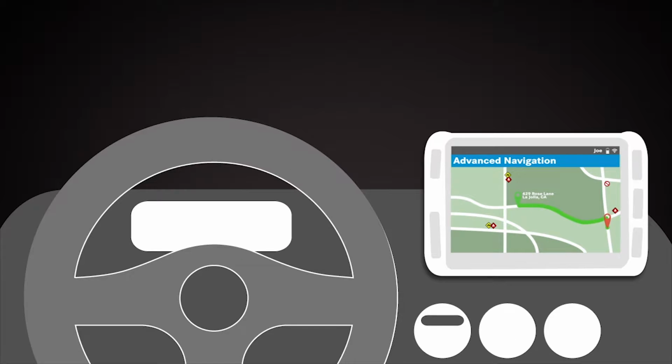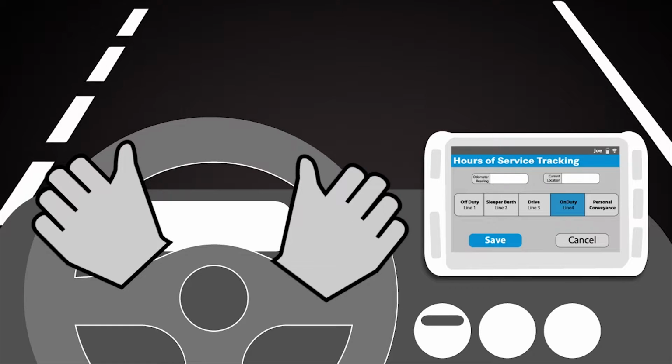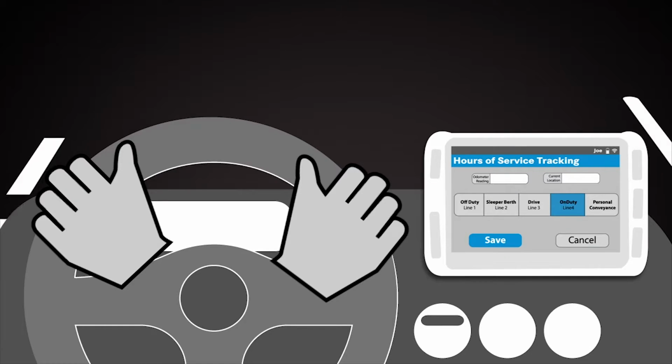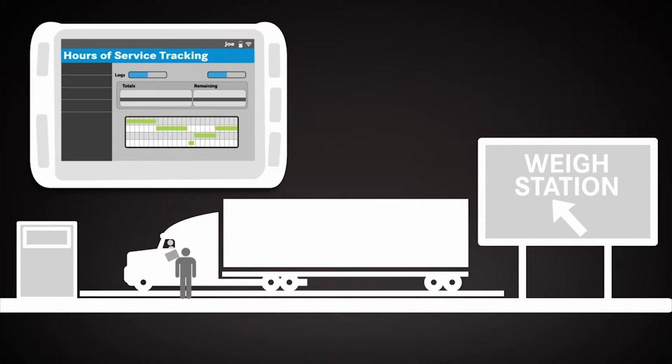Let's start driving. It's now easy to keep accurate hours of service records. All Joe needs to do is start driving, and the integrated tablet will switch his status to drive. If someone needs to see Joe's hours of service, he can simply pass down the tablet or download his records to a USB stick or ask his dispatcher to send a copy of his log.